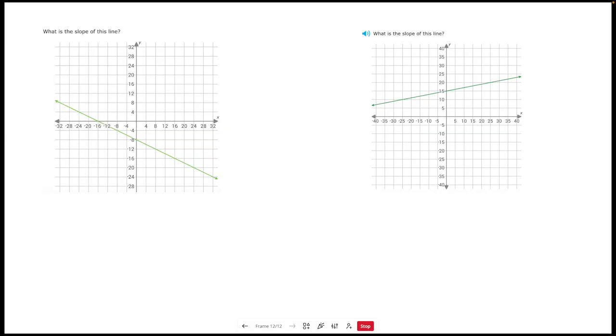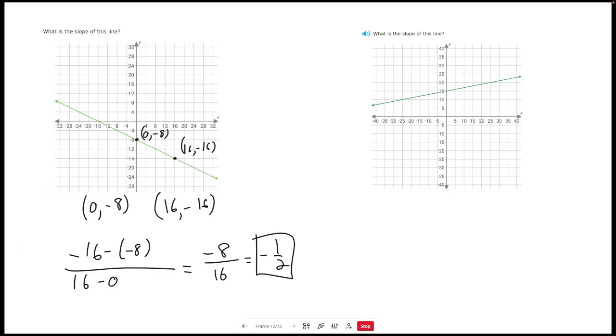Okay, now that you've had time to work these problems, let's check your solutions. For the first one, you could have chosen different points. These are the 2 points that I chose. But no matter which points you chose, you should have ended up with a slope of -1/2. Notice that I had to reduce. Okay, I got -8 over 16, which can be reduced to -1/2.